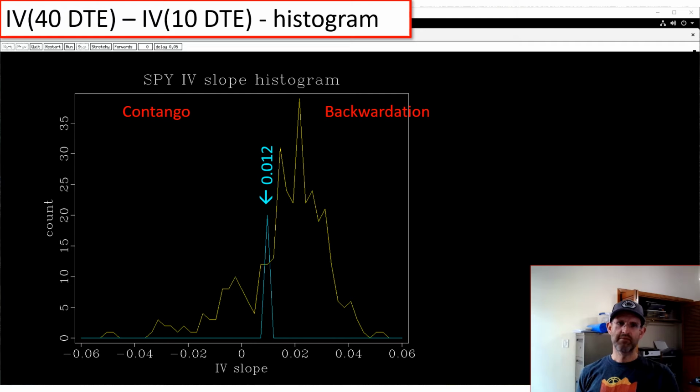Here's a histogram of a year's worth of IV slope data. It's a skewed probability distribution. To the right of the most common value, the distribution is more or less Gaussian, but to the left, it's definitely fat-tailed. Again, I've drawn this magic IV slope divider number of 0.012 to separate backwardation from Contango.